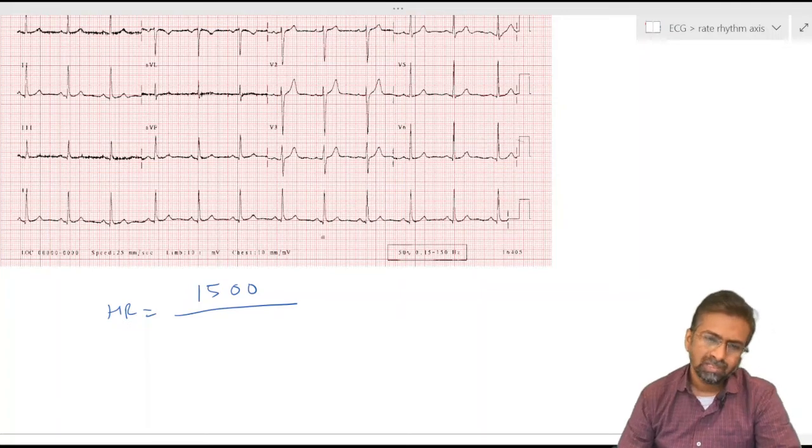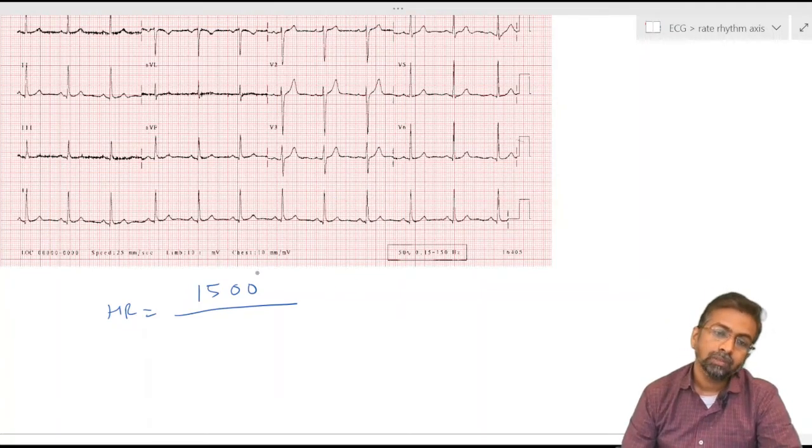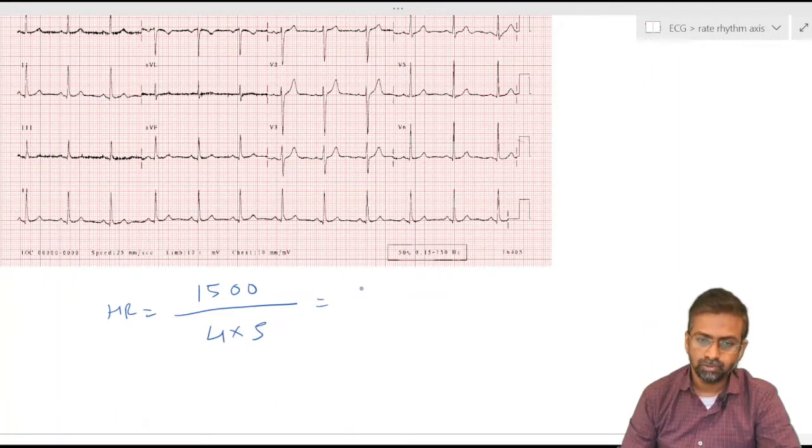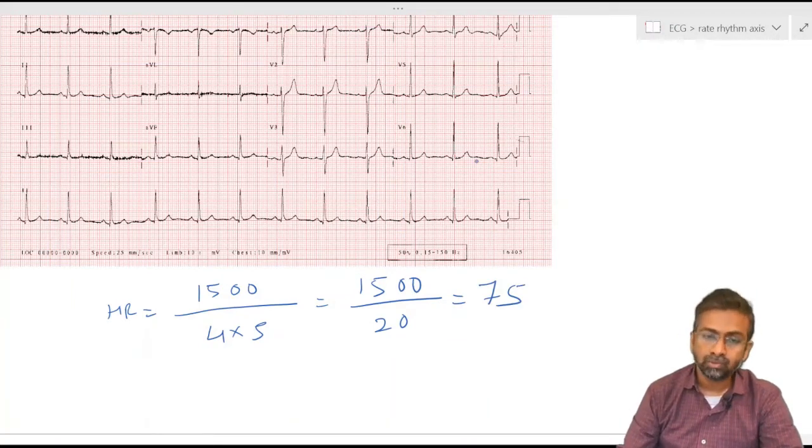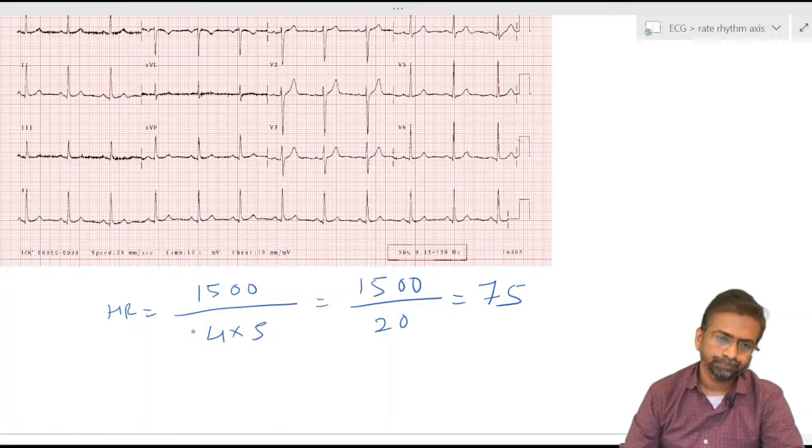Now let's assume, just for simplicity, that there are 4 large squares. So how many small squares will there be? 4 into 5, it will be 20. So 1500 divided by 20 again will be equal to 75. This is how you can calculate heart rate more accurately. If you want to calculate it more accurately, you take the number of small squares between two R waves. So this gives simpler formulas.